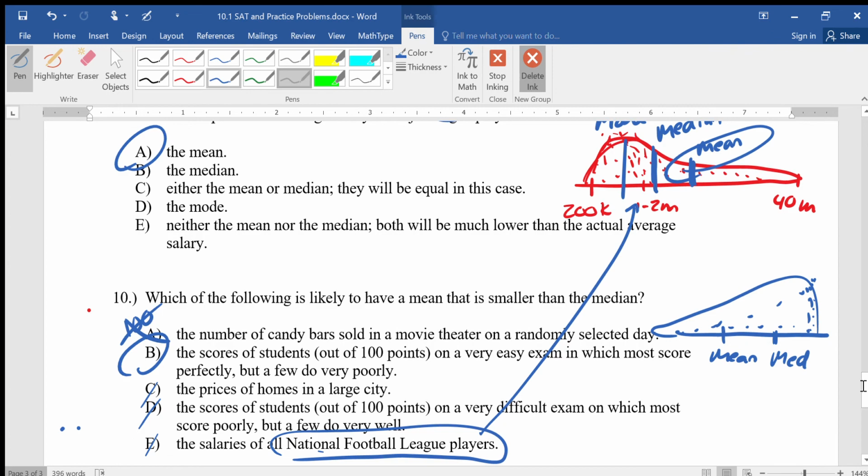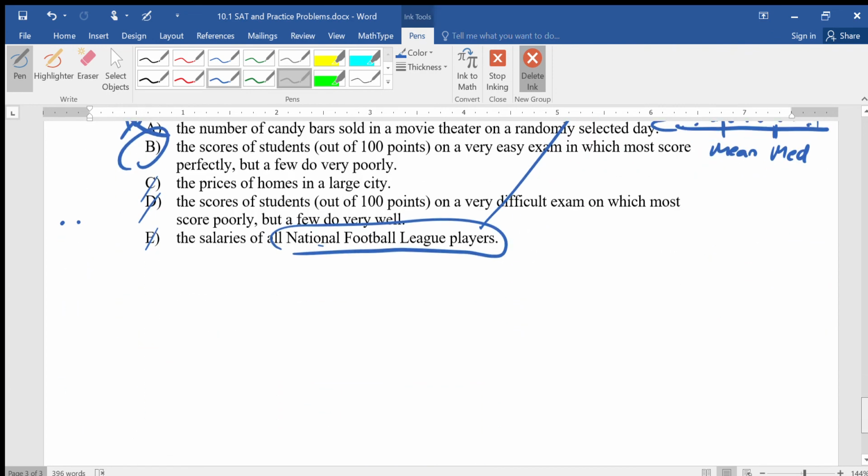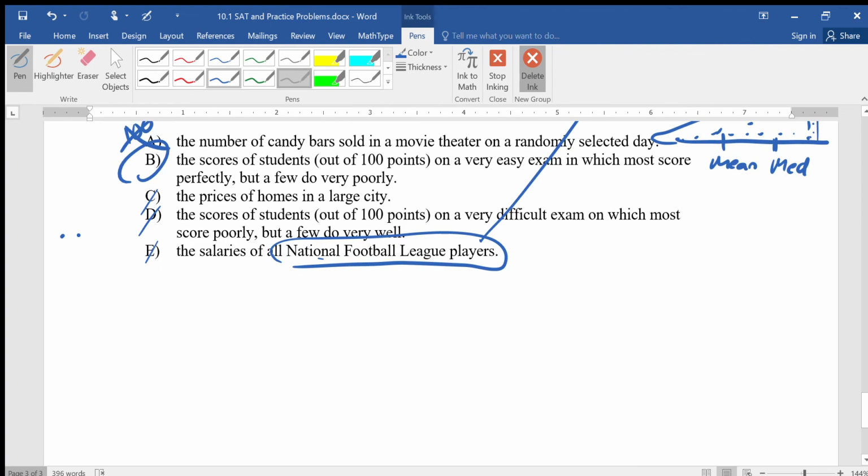All right, so that takes us to the end of this page. If you have any questions or any of these examples didn't make sense to you guys, come on in and we'll go over it. All right, good luck.